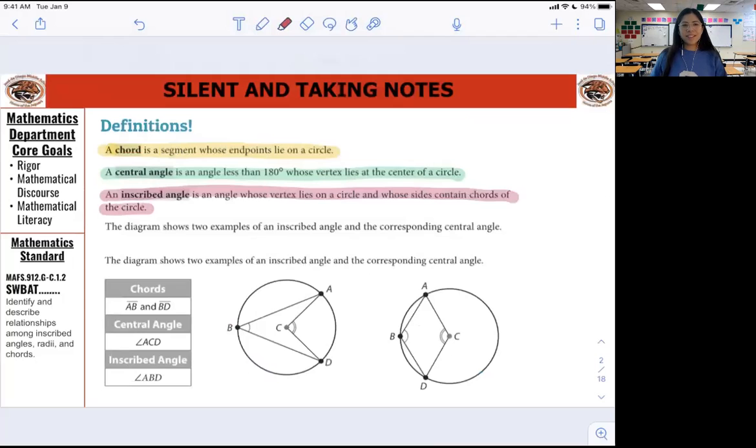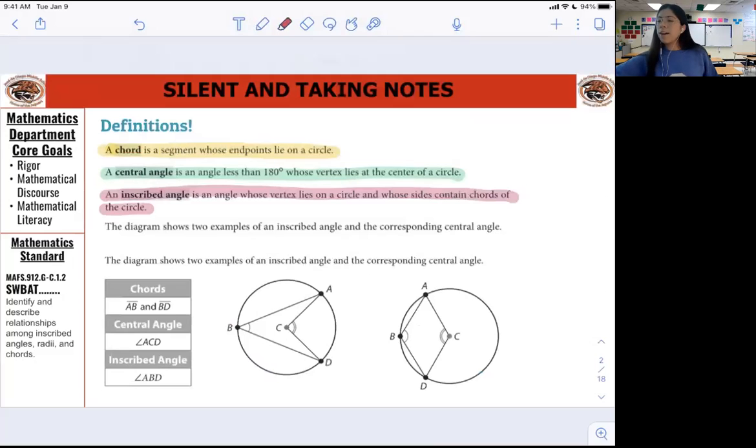It's fine. An inscribed angle is an angle whose vertex lies on the circle and whose sides contain chords of the circle. Awesome. Okay, so here we are. We have the 3. So I want you guys to write down the 3 definitions, and we're going to draw out these diagrams. Now, it's going to be a lot easier to draw this out if you have the right tools.